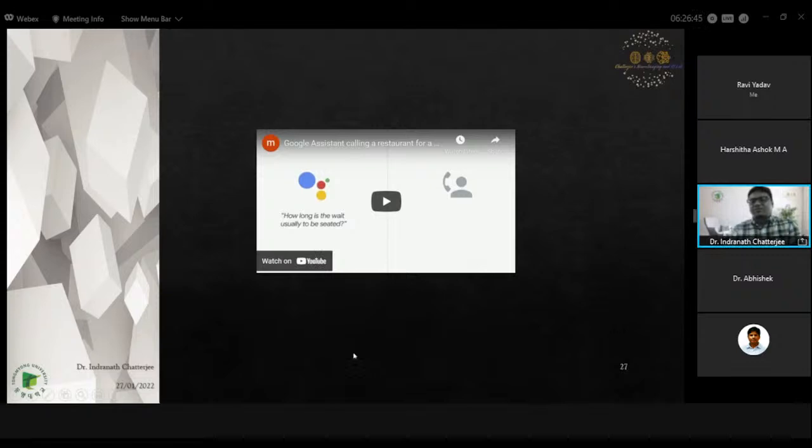This is a very nice example of how advanced NLP has become nowadays. This is an example of the latest version of Google Assistant, which is so smart nowadays. It can not only dictate something, it can already talk to a person in real time, with a real tone and some real human expressions. It can take decisions also.